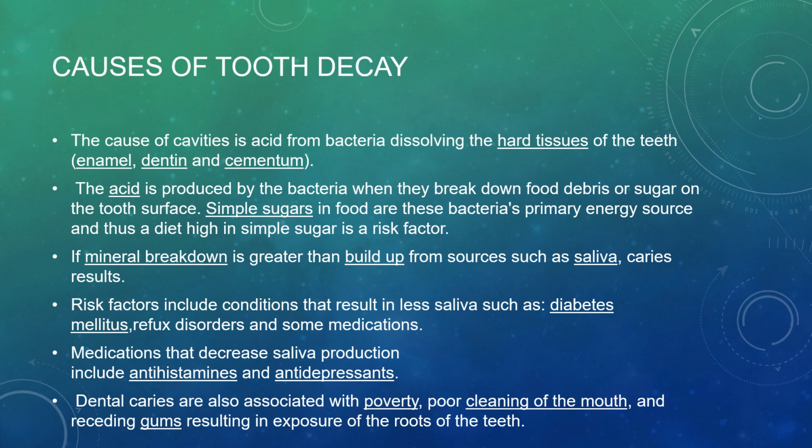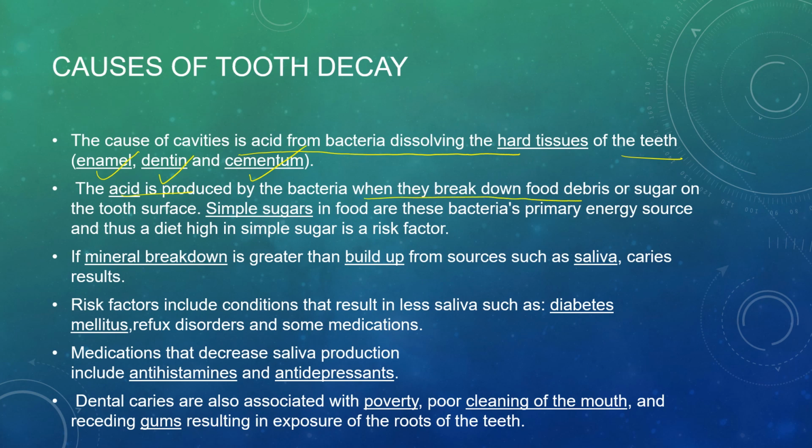Now what are the causes of tooth decay? The main cause is acid from bacteria dissolving the hard tissues of the teeth, that is the enamel, the dentin and the cementum. The acid produced by the bacteria is actually very strong. I told you in the earlier slide that the bacteria is Streptococcus mutans.